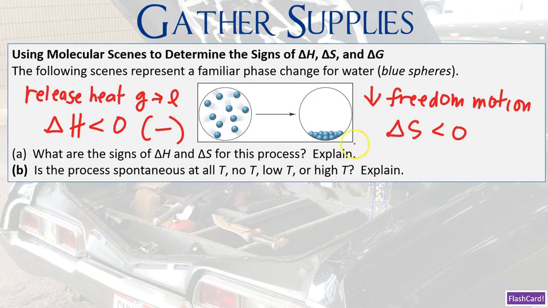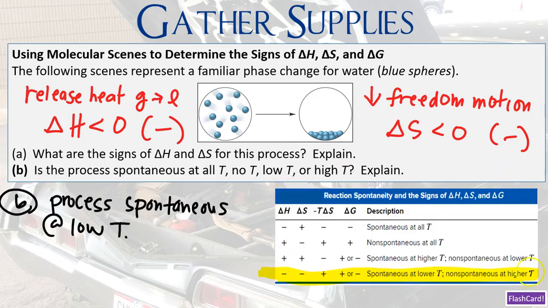Now, for delta S, we have a decrease in the freedom of motion. A decrease in the freedom of motion, decreased microstates, and therefore a decrease in entropy. So a decrease in entropy means your delta S is going to be less than 0 or negative. From our delta H and our delta S being negative, we can use our relationships from before to help us answer letter B, which is the process spontaneous at all temperatures, no temperatures, low temperatures, or high temperatures?